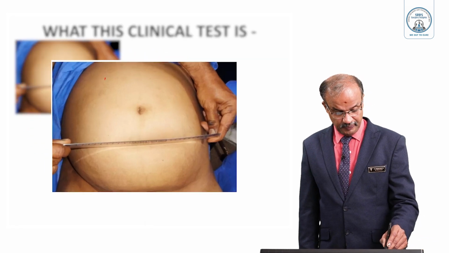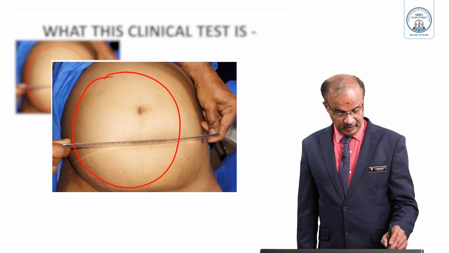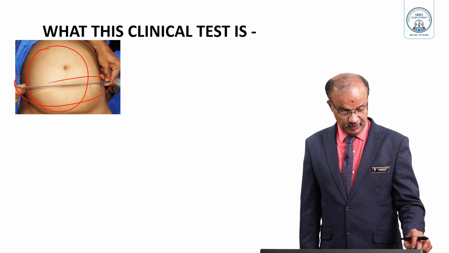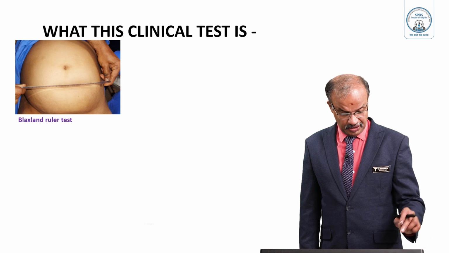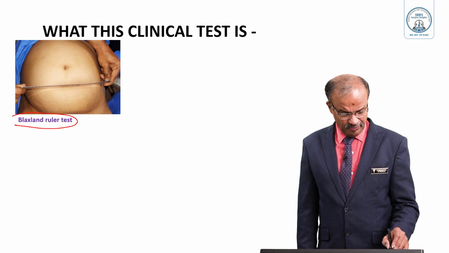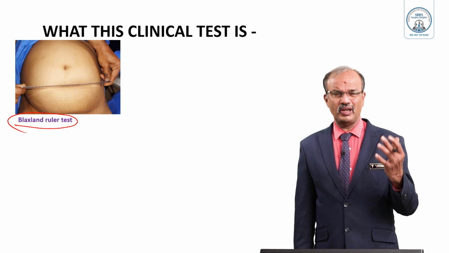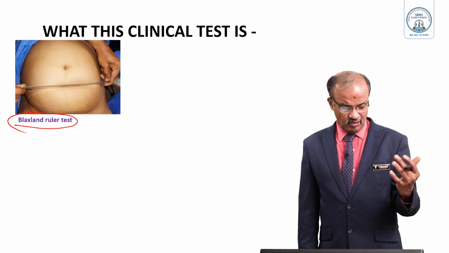There is a mass here. A ruler is placed here. So why is this ruler placed? What is this test called? This test is called the Blaxland ruler test. It may be asked in academic settings, maybe in MCQs, viva and so on.